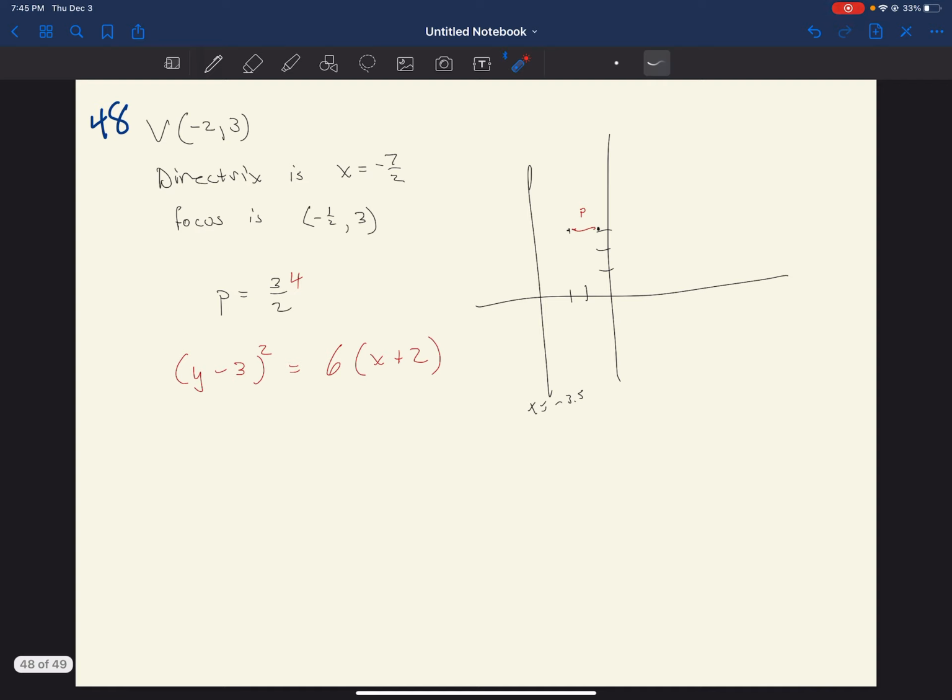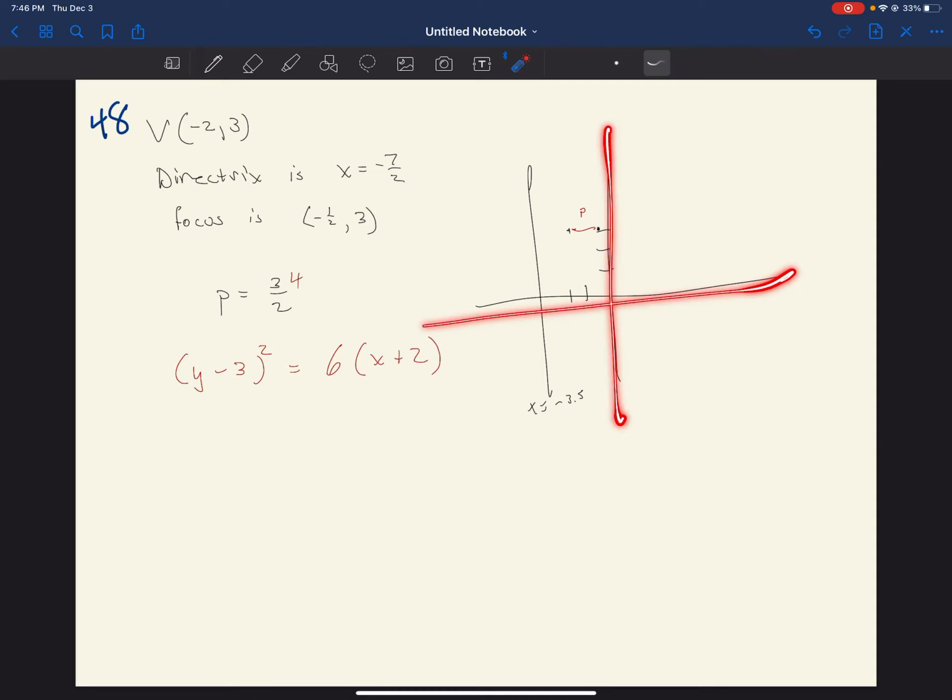Another problem. So this problem is 48. In 48, it just says the vertex is (-2, 3). The directrix is x equals -7/2, and they give me the focus. So notice what I've done in this problem. I did go to a graph first because I'm lying to you, but I don't want to memorize all of those things. I want kind of a good way of doing it.